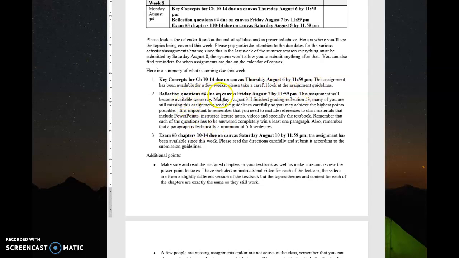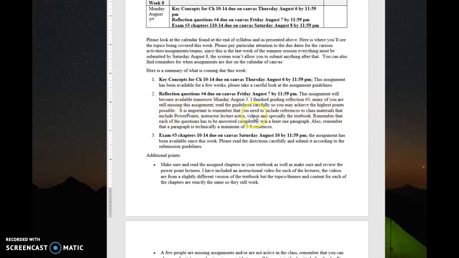Reflection question number 4, due on Canvas Friday, August 7th by 11:59 p.m. This assignment will become available tomorrow, Monday, August 3rd. I finished grading reflection 3. Many of you are still missing this assignment. Read the guidelines carefully so you may achieve the highest points possible.